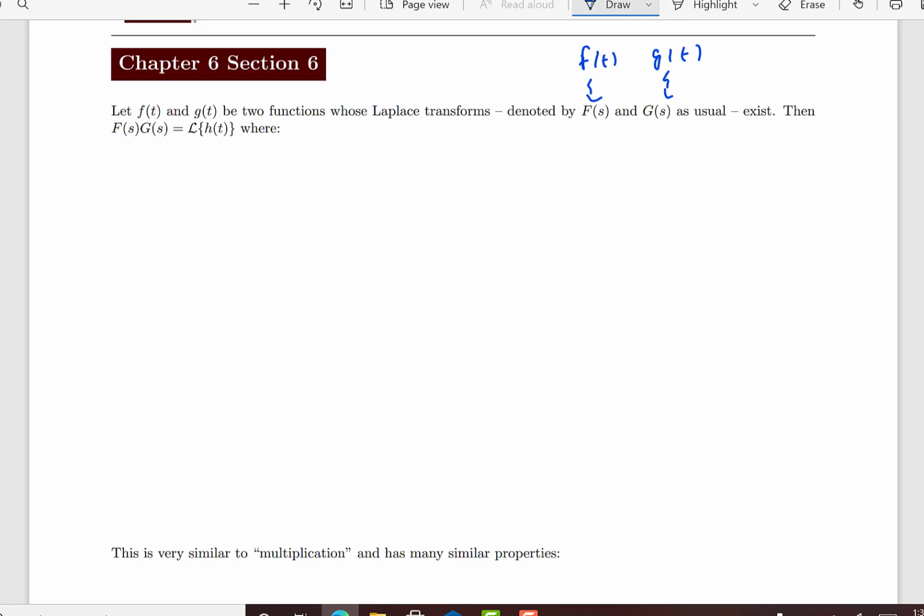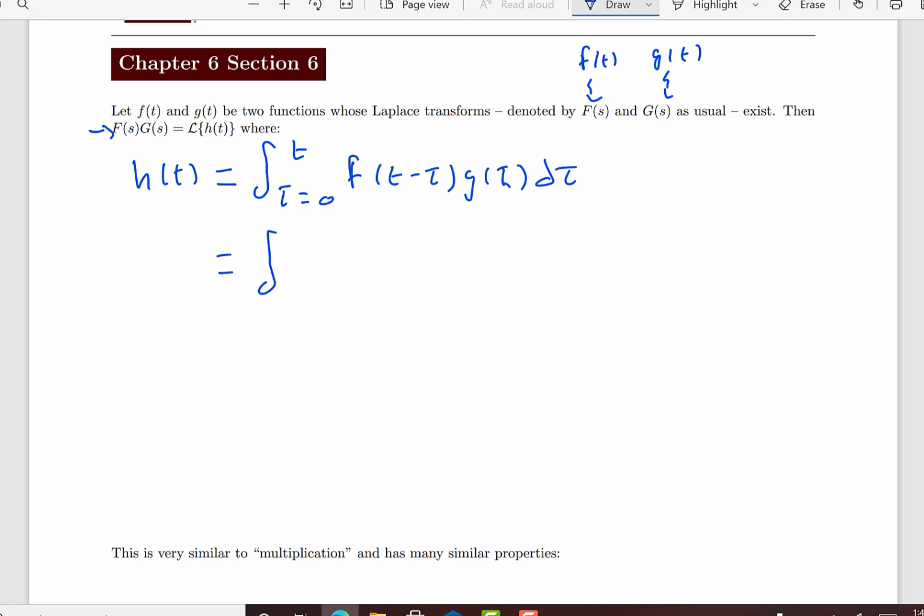Then we have the following theorem. If I look at the product, big F times big G, this is the Laplace transform of the following function, h of t, which is defined as an integral. It's the integral from tau equals 0 to t, f of t minus tau, g of tau, d tau, and by a change of variables, this is equal to the integral from tau equals 0 to t, g of t minus tau, f of tau, d tau.